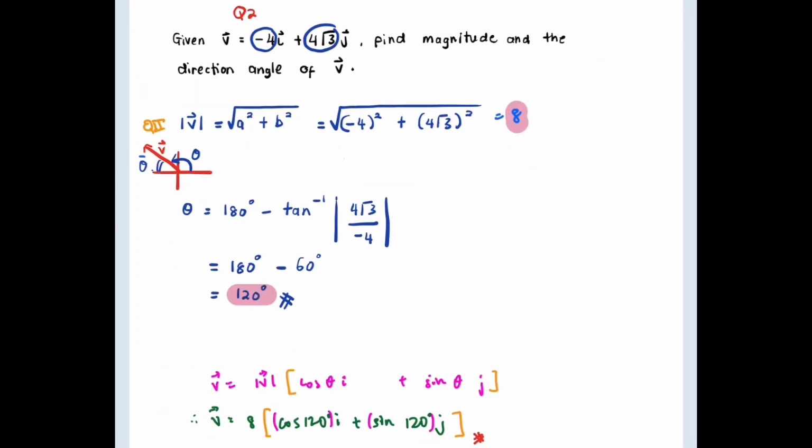Now let us substitute into the formula. V is equal to the magnitude of V in brackets, cos theta i plus sine theta j. Let us fill in the value of the magnitude and also theta. Therefore, your final answer is 8 in brackets, cos 120 degrees i plus sine 120 degrees j. So this is your answer for V in terms of the magnitude and direction angle.